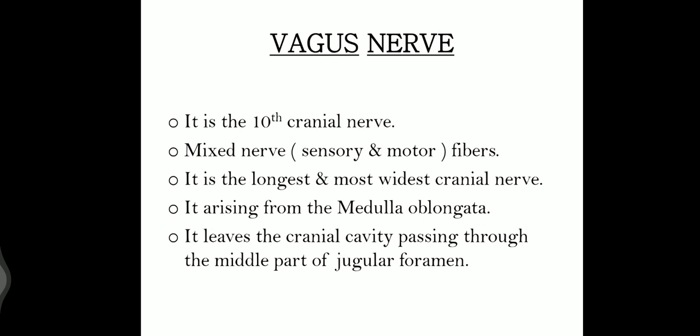It arises from the medulla oblongata. It leaves the cranial cavity and passes through the jugular foramen. The jugular foramen is a wide, larger foramen, so it transmits many structures. One of them is the 10th cranial nerve.